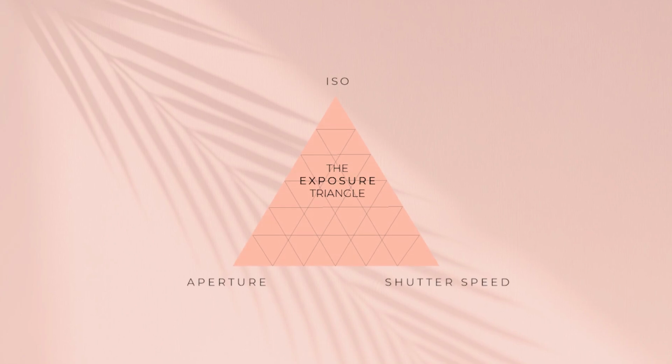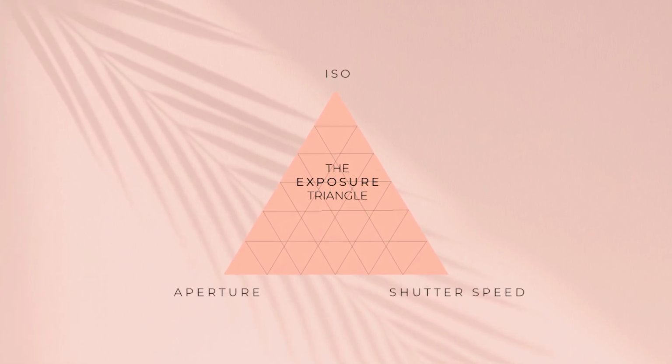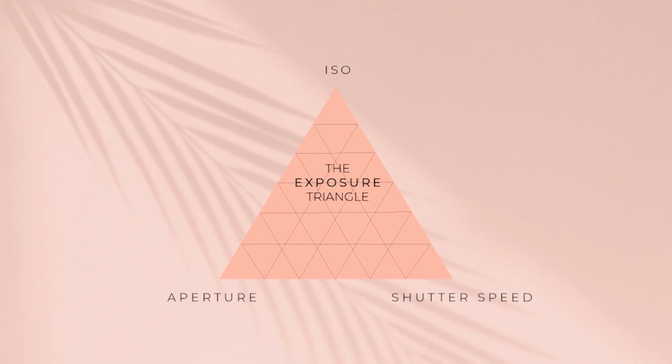Here's an easy way to understand the exposure triangle. All three components, aperture, shutter speed, and ISO, can change how bright or dark an image can be, also known as exposure of the image. However, each has its own job.